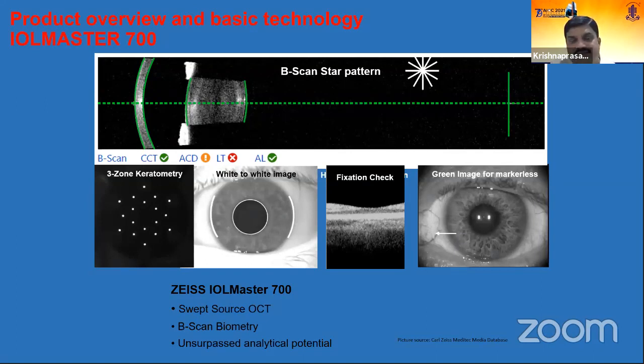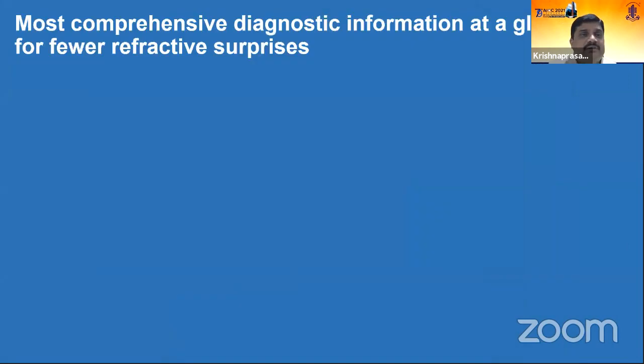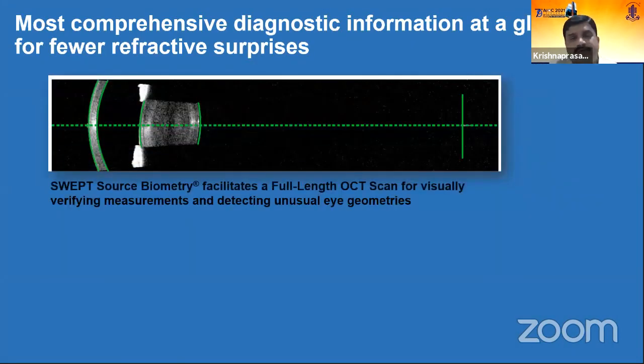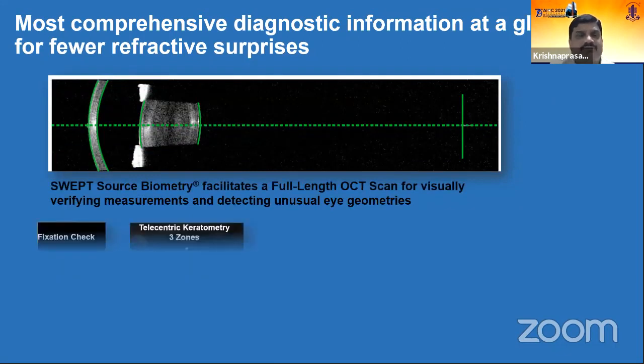This is about the IOL Master 700. As I already said, it works on swept-source OCT, B-scan biometry. Unlike other biometry, there is one more B-scan biometry available in the market, but its penetration is not up to what IOL Master 700 gives. I kept one more competitive brand just for comparison, but the results we get with IOL Master 700 are amazing. I think it's very useful, especially when sometimes you get a refractive surprise.